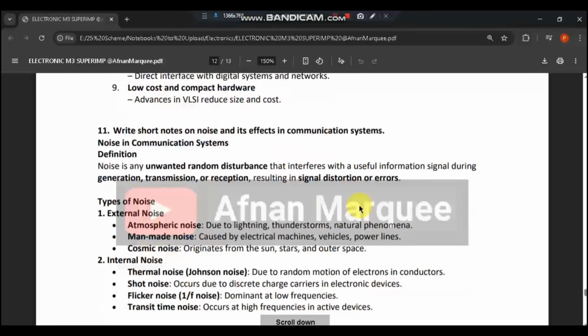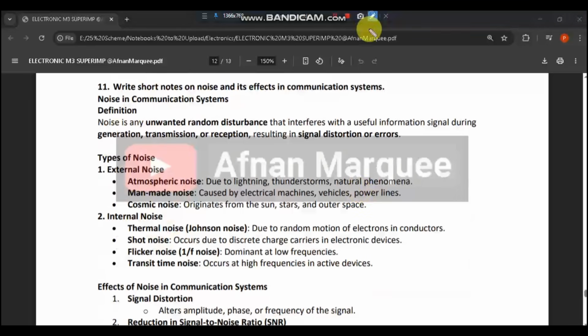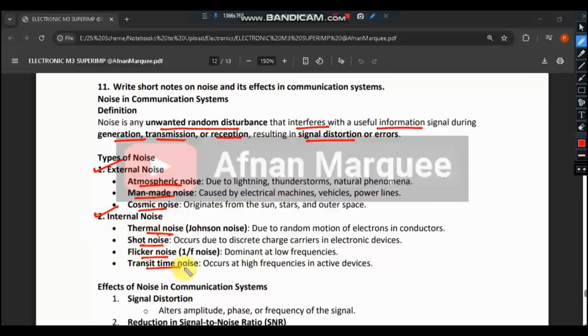Next is write short notes on the noise and its effects on the communication system. Noise in communication is defined as unwanted random disturbance that interferes with the useful information signal during the generation, transmission, or reception, resulting in signal distortion or errors. Types of noise: one is the external noise, which comes from atmospheric noise, man-made noise, or cosmic noise; internal noise includes thermal noise, shot noise, flicker noise, and transit time noise.